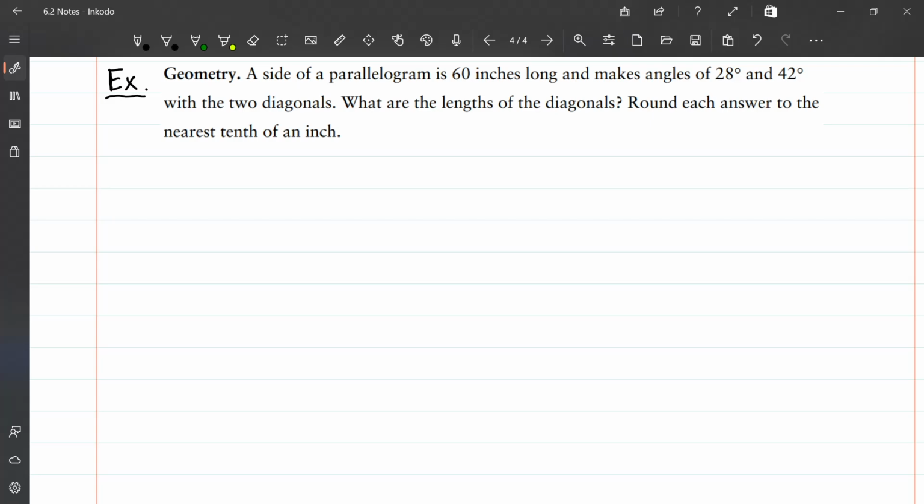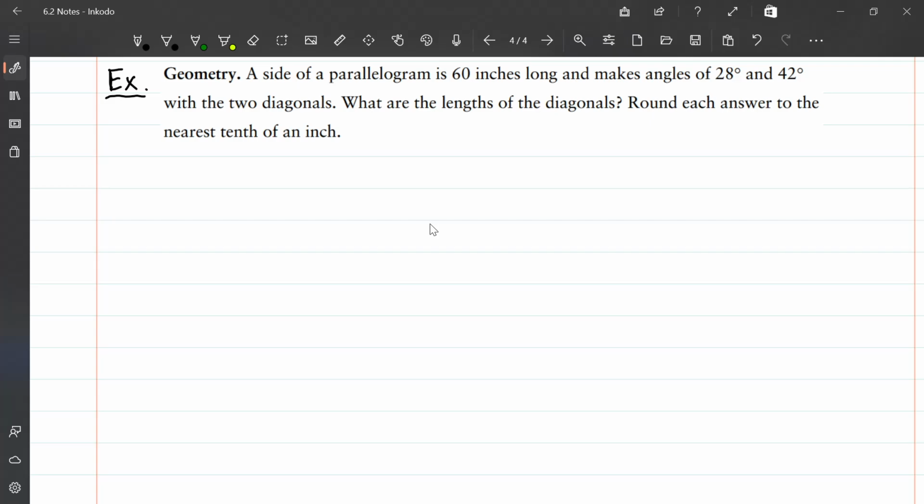Instead, let's talk about this problem. We have a parallelogram. It's 60 inches long on one side, and it makes an angle of 28 degrees and 42 degrees with the two diagonals. What are the lengths of the diagonals? Round each answer to the nearest tenth of an inch.